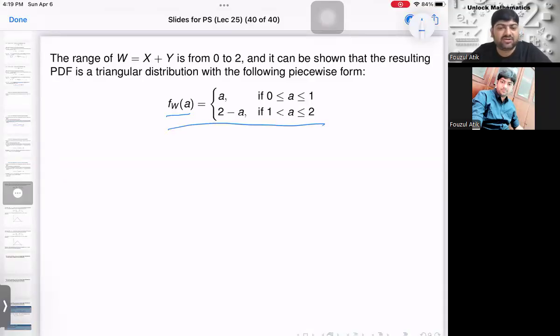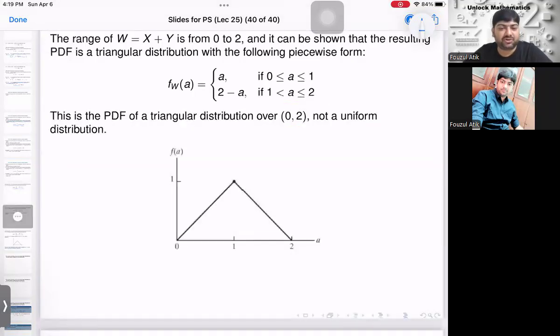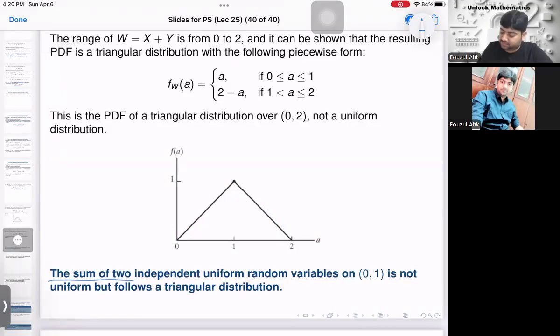It is a if 0 is less than or equal to a less than or equal to 1, and it is 2 minus a if 1 is less than a less than or equal to 2. Then we can easily see that it is not a uniform random variable. In fact, it is a triangular distribution over 0 to 2. From 0 to 1 it has this value, and from 1 to 2 it has this value. So we can make the statement that the sum of two independent uniform random variables on 0, 1 is not a uniform distribution, but it follows a triangular distribution.